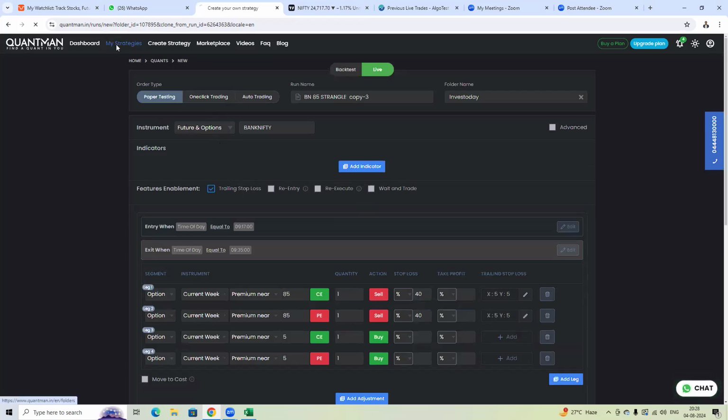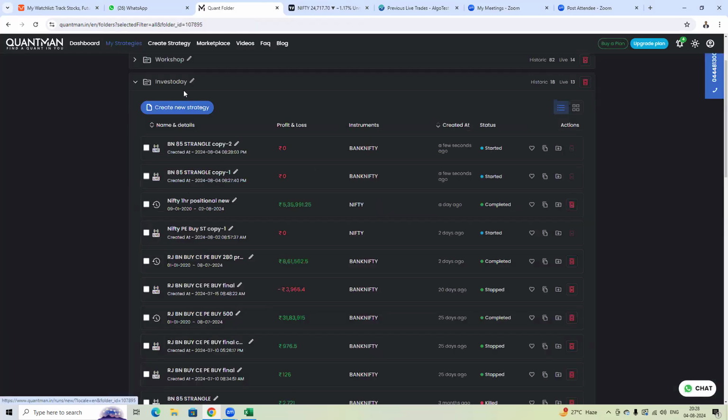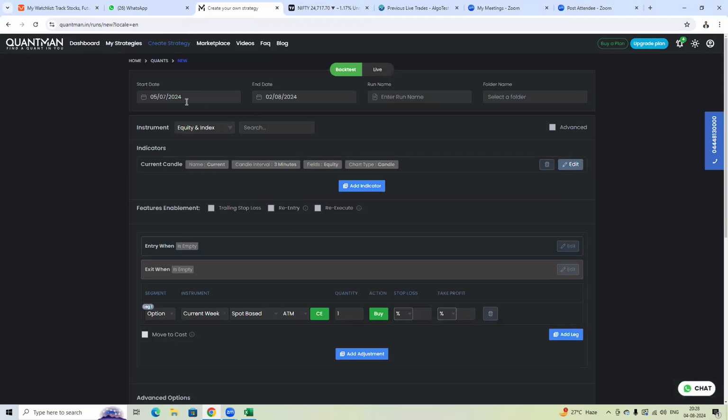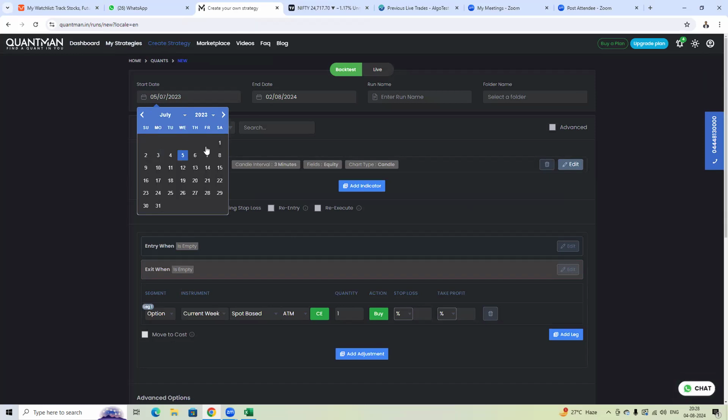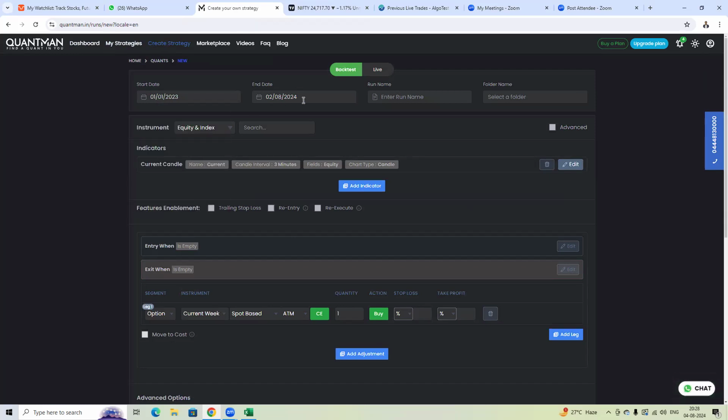I will create a different new strategy. I'll tell you how to create it. Okay, create new strategy and backtest it for only 1 year. Okay. Bank Nifty 85 or 100 rupees strangle up, but it is good to go with 85 rupees strangle.